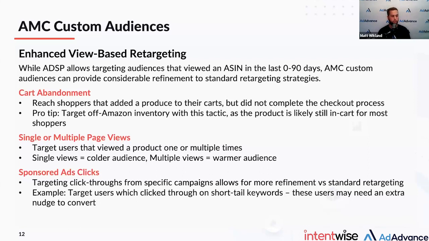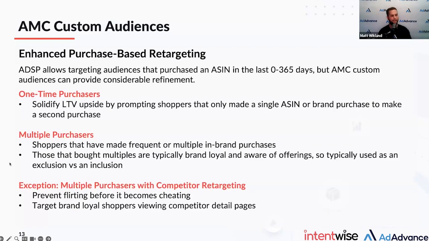And then another cool one is we could target sponsored ads clicks. So if you have a specific campaign set up, like a ranking campaign for a very high value competitive keyword, for example, we could target somebody that clicked through on that sponsored product campaign versus just everybody. So maybe for a ranking strategy, we want to drive order velocity from searches that stemmed from that target. We can reach audiences based on what campaign they clicked through on. And even more powerful on the next slide. All right, so we'll cover purchase-based targeting.